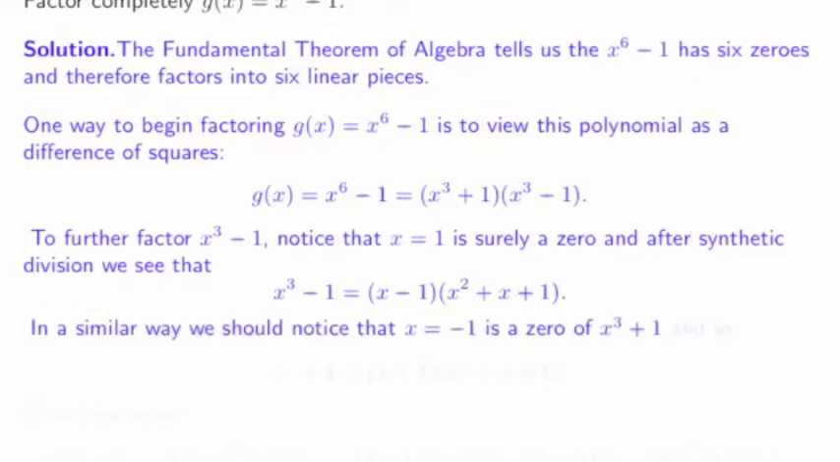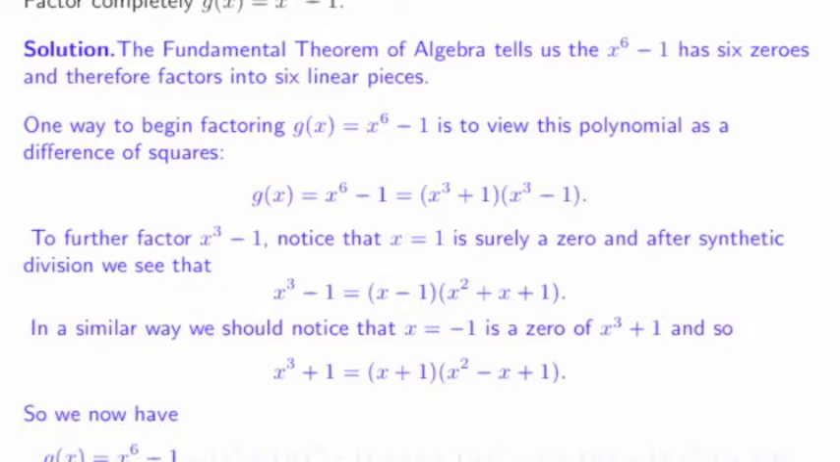In a similar way, minus 1 is a zero of the other part, x cubed plus 1, and so x plus 1 should be a factor. Divide x cubed plus 1 by x plus 1 and get x squared minus x plus 1. And so we now have that x to the 6 minus 1 factors into those two degree 3 polynomials, and we've broken those degree 3 polynomials up into a linear term like x plus 1 and a quadratic like x squared minus x plus 1. And we factor this degree 6 polynomial into these 4 factors, 2 of them quadratic. We still have to factor the quadratics.